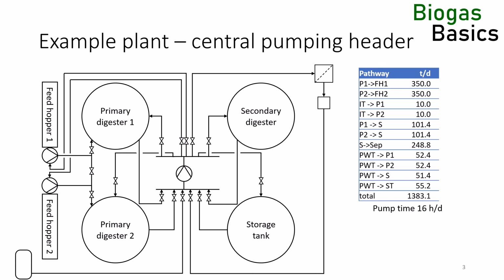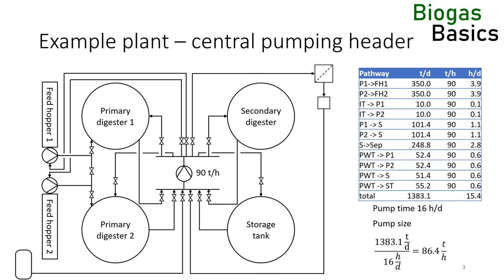We can calculate the minimal pump size by dividing the total flow by the maximal runtime. Here, the pump must be able to flow at least 86.4 tons per hour. We choose a nominal pump flow of 90 tons per hour. Not only must the pump be able to pump 90 tons per hour, but all process units that use this flow must be able to handle the 90 tons per hour as well.